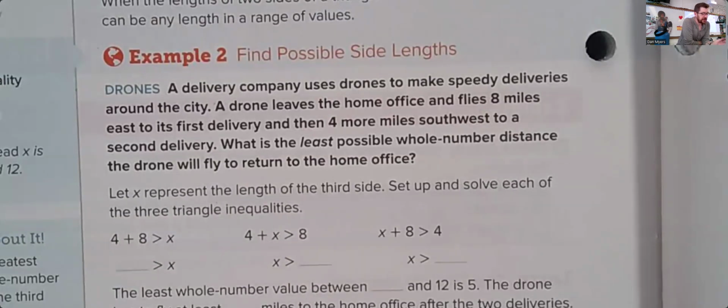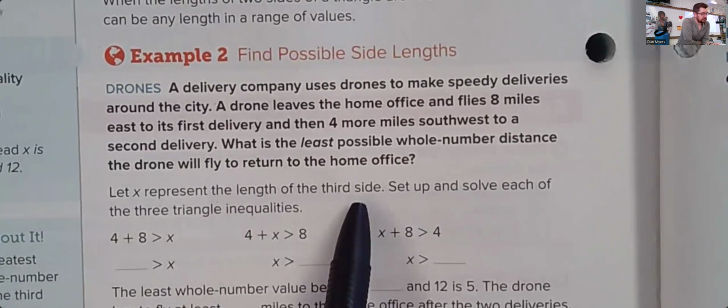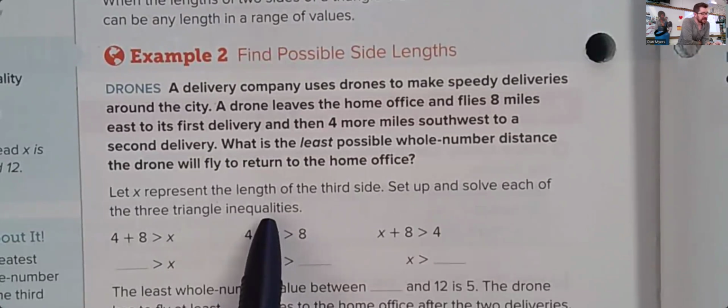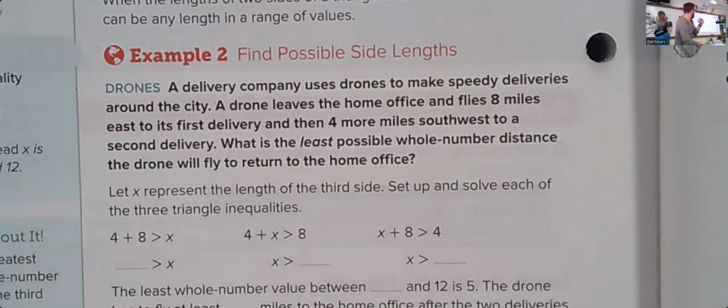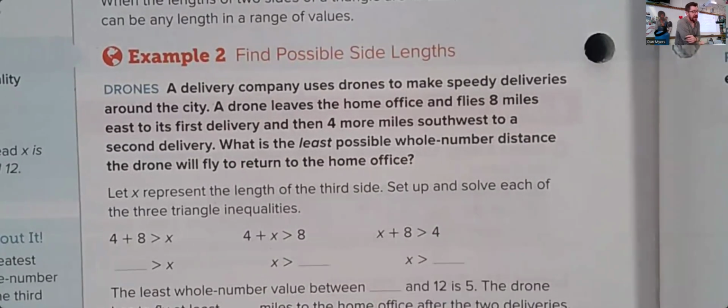Packed question here. So let x represent the length of the third side. Set up and solve for each of the 3 triangle inequalities. This time, we don't know which one is the shortest, the longest, and the medium length, so we have to test all possibilities, which is why there are 3 different problems written. We know 2 sides of a triangle: we have 8 and we have 4.